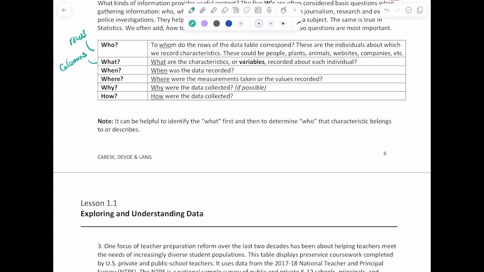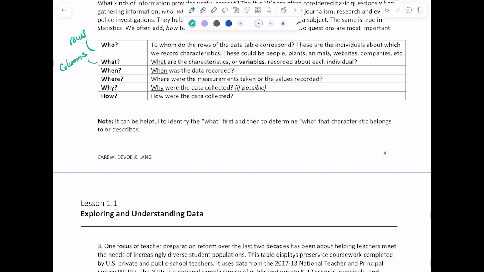So the when is important at times. We want to know when the data was recorded. Sometimes it's not specified, but if we're trying to find information about something that is happening now, we may want to find data that's closer to the year that we're in, as opposed to finding data in the 1950s. Or maybe data in the 1950s would be helpful. So the when is important.